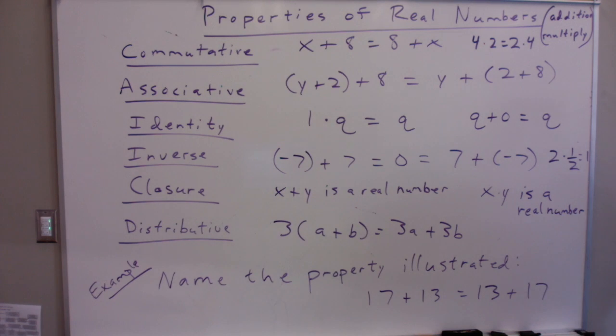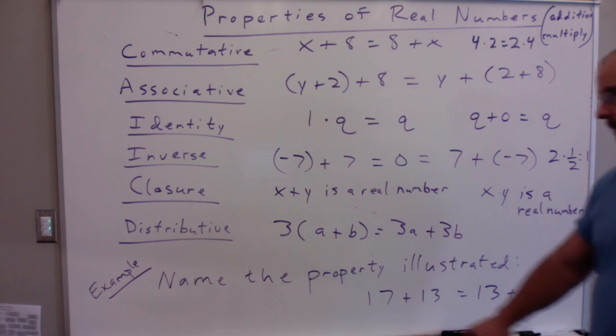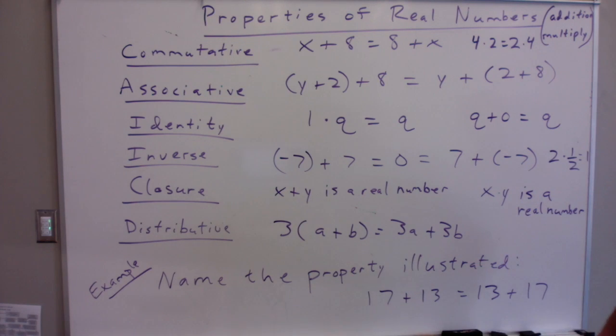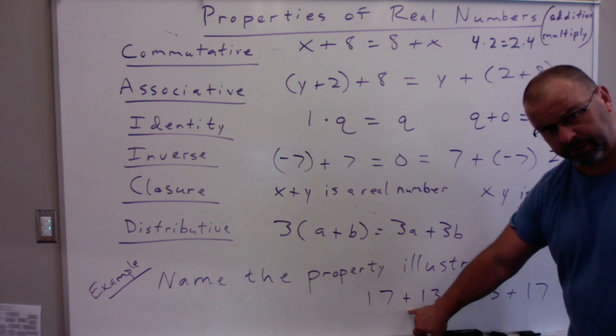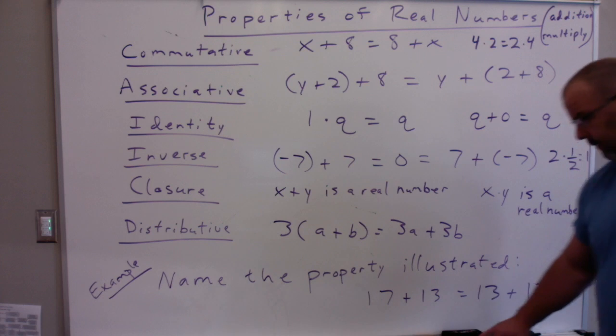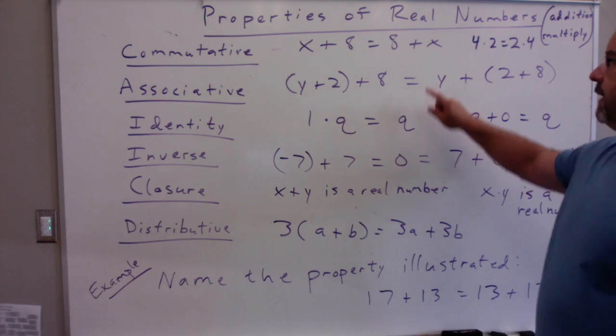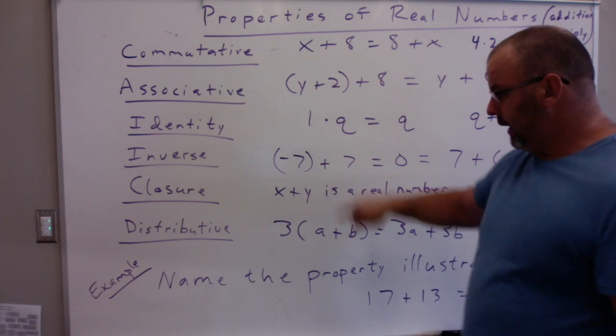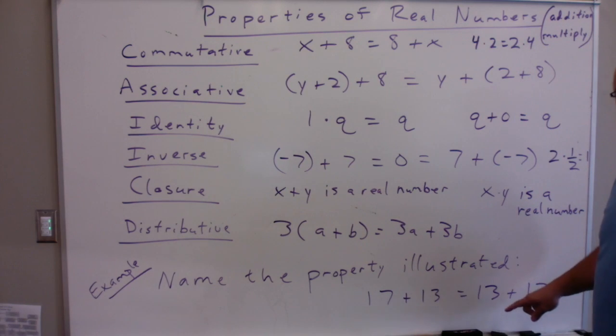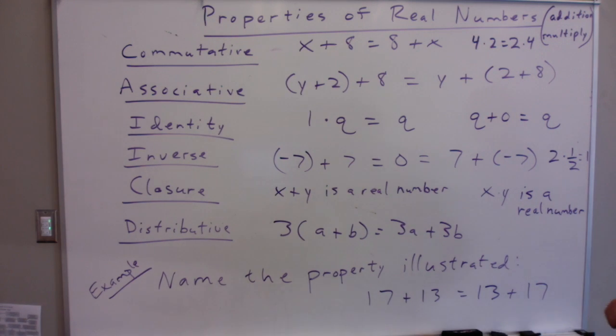So let's take a look at an example here on the bottom. Name the property illustrated. So 17 plus 13, which is 30, is equal to 13 plus 17, which is also 30. Which one of these properties do you think it would be? Yep, I agree with you. This would definitely be the commutative property. I changed the order, but the result was exactly the same.